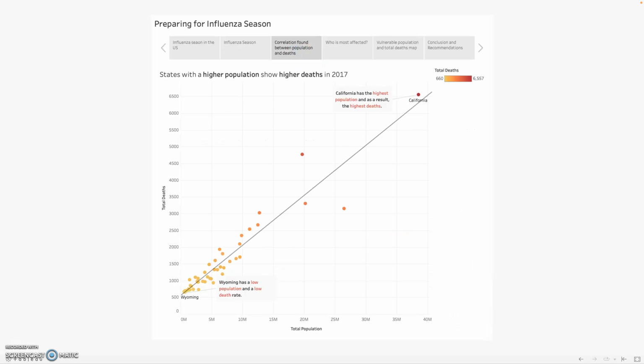Moving on to the next slide here, we're going to be taking a look at the correlation that was found between the population size and death counts. Here we're going to be looking at the most recent data from 2017, and we can see a clear pattern of a higher population size equating to a higher death count. For example, again, you see here, California has the highest population and as a result, the highest deaths, as opposed to Wyoming, where they had a low population and a low death rate. This can determine where we should send the additional staff.